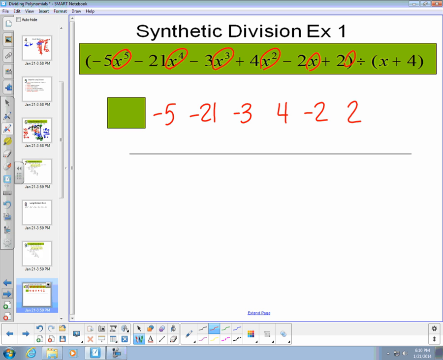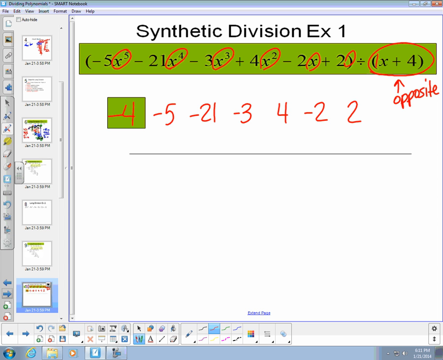Now I'm going to take the divisor, the x plus 4, and I want the opposite of this number. You can only use synthetic division if the x in the divisor has a coefficient of 1. If there's a number there, you need to go back to long division. So if I have x plus 4, I'm going to do the opposite, which would be negative 4, and that's what's going to go in this box.